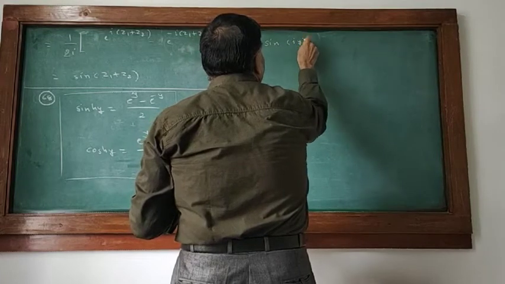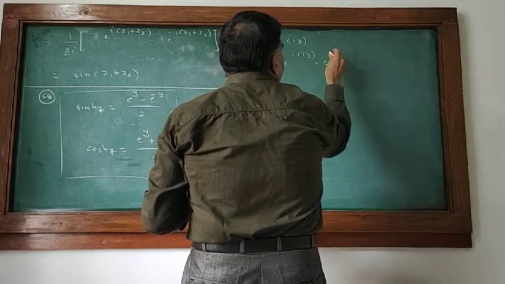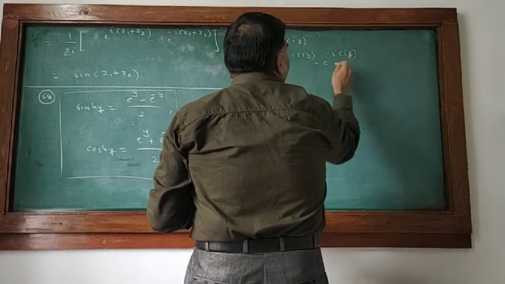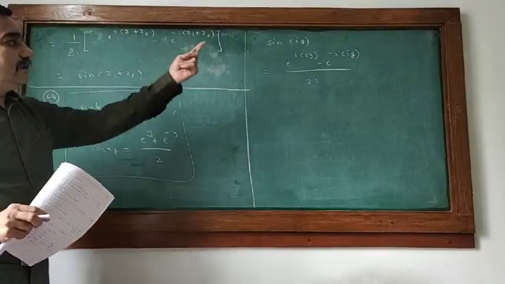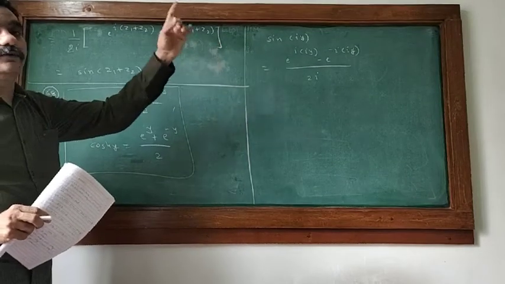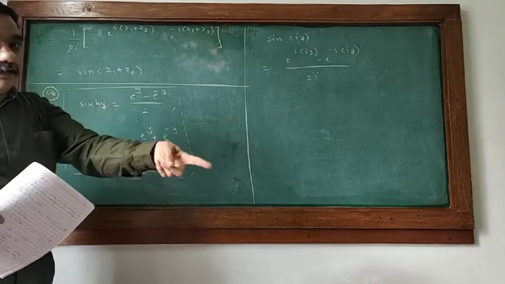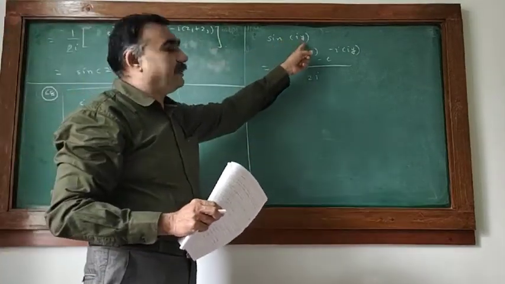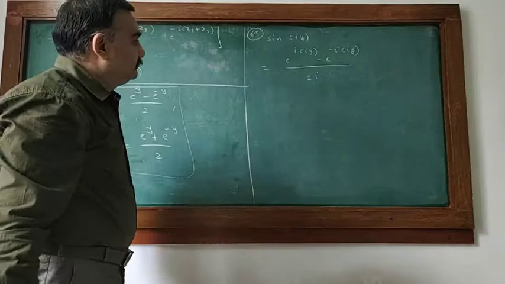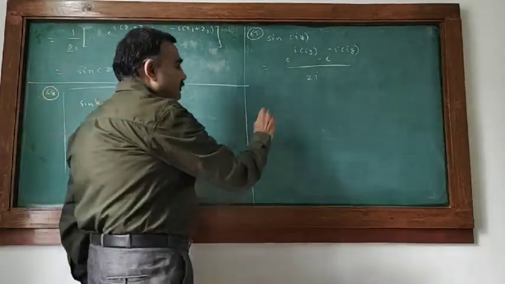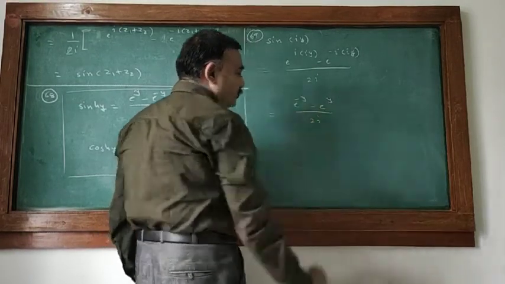Now sin iy. This is a simple formula for the sine function, that is, sin z is e raised to iz minus e raised to minus iz divided by 2i, and here we apply it for iy. So as per my note, this is 69. We are just going to prove it. So this is equal to e raised to minus y minus e raised to y divided by 2i.